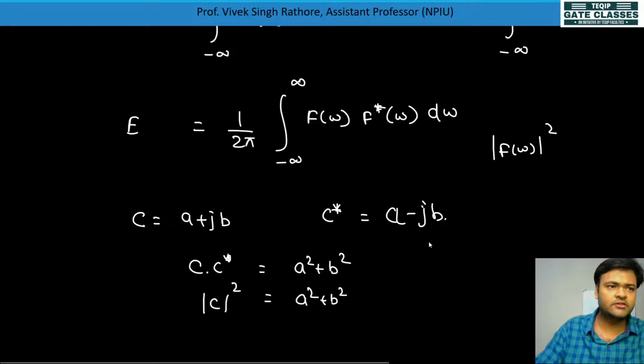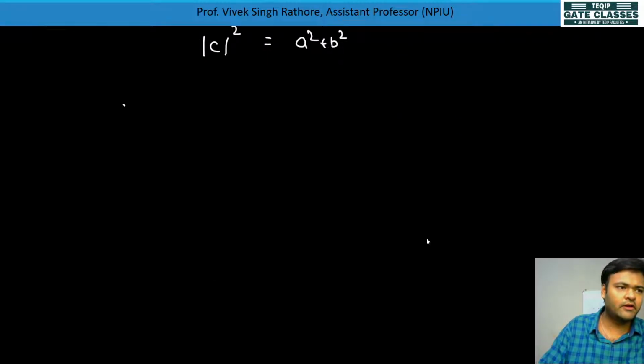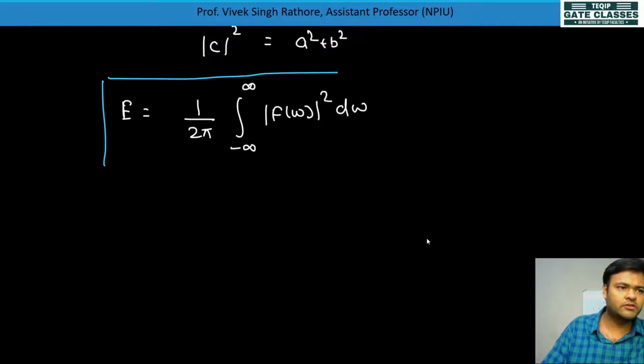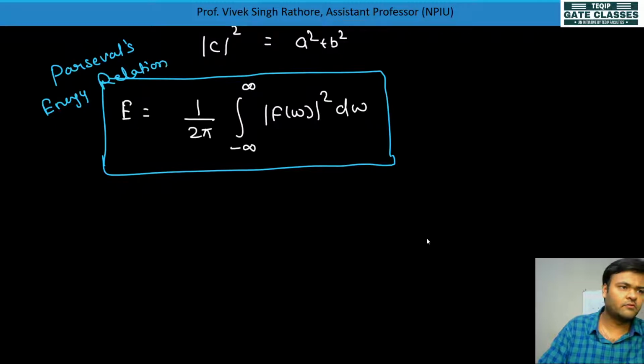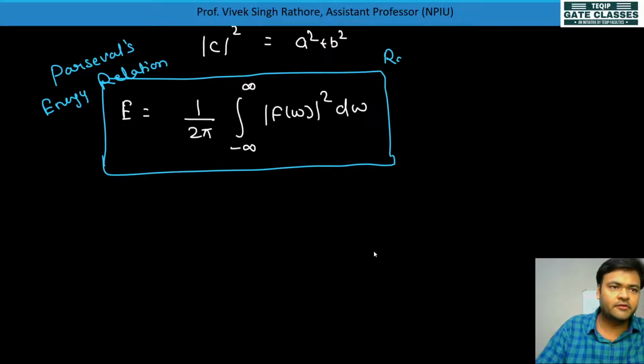Obviously this relation can be written like this. So finally we can put the value: energy is equal to 1 by 2 pi, integral from minus infinity to infinity of mod of f omega squared d omega. So this is the final relation we were searching for. This relation is called Parseval's energy relation, or it is also called Rayleigh energy relation.